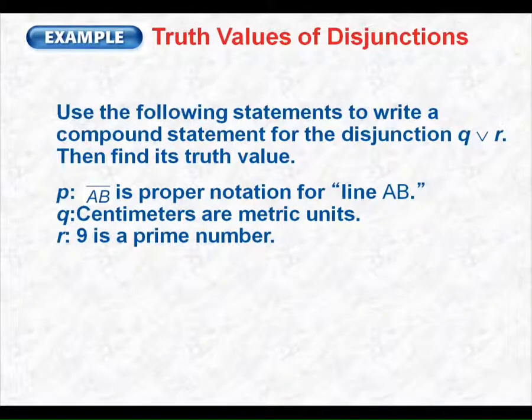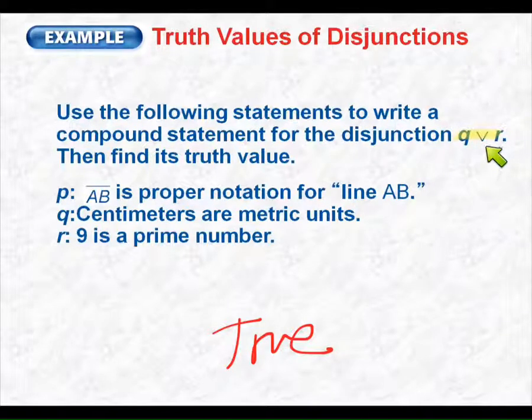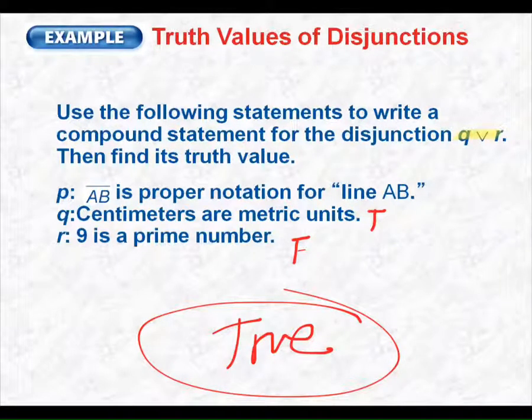Looking at this statement, I want to know what's its truth value. Would this be true or false? I'd say true, right? Because it says centimeters are metric units or 9 is a prime number. Now, yeah, 9's not prime, right, because it's divisible by 3. That statement itself is false, but again, statement Q is true. And since I used a disjunction, since I used the word or, only one of them has to be true for the whole thing to be true. So the truth value of that compound statement is true.